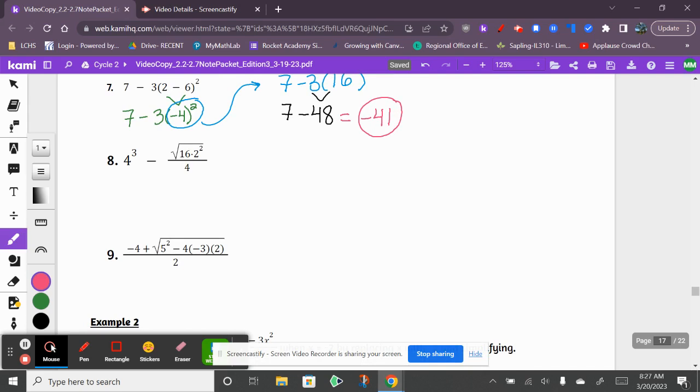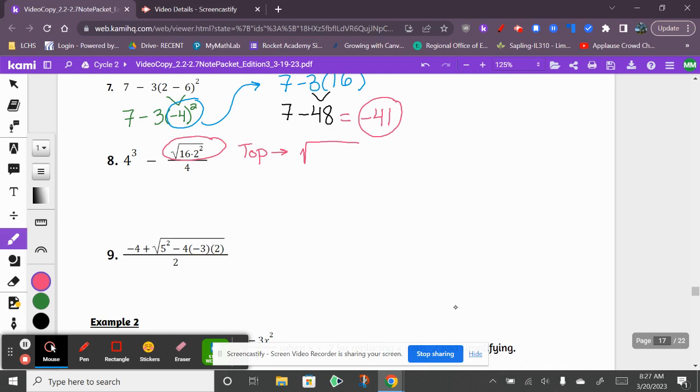For number 8, we have an exponent, we have a subtraction sign, and then we have this part that is a fraction. I'm going to worry about the fraction part first. And just like other times that I've dealt with fractions, I'm going to separate the fraction into the top and the bottom. So I'm just going to worry about the top here.